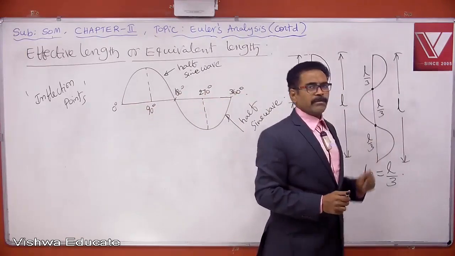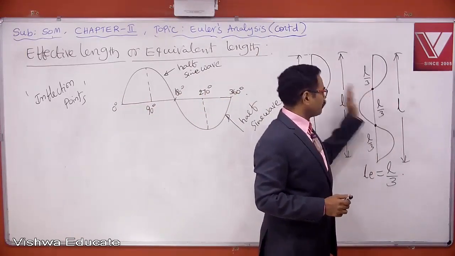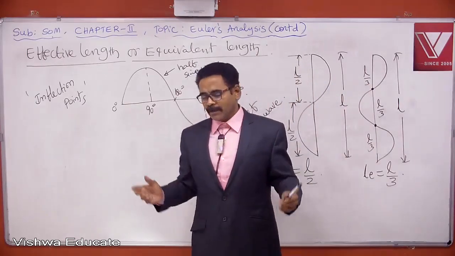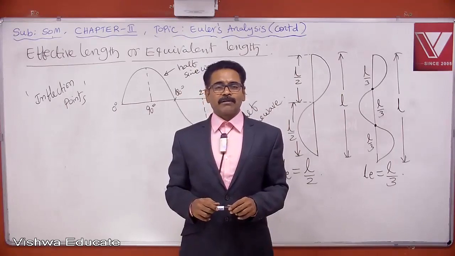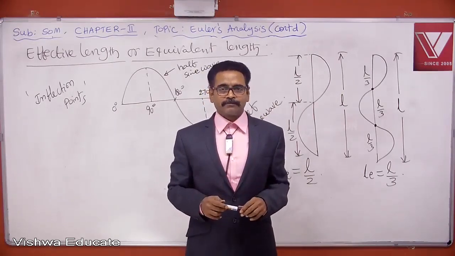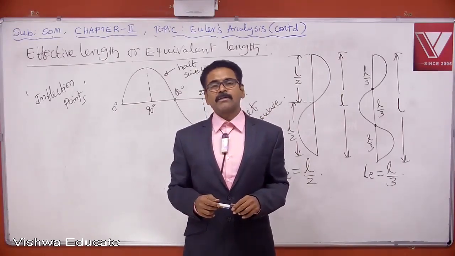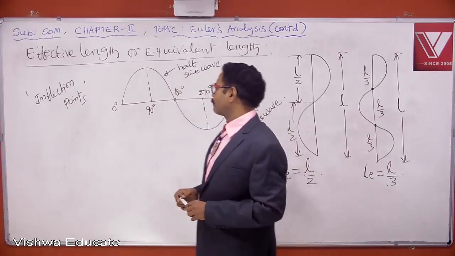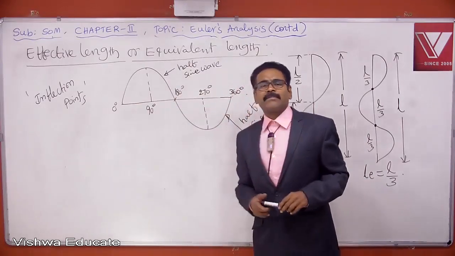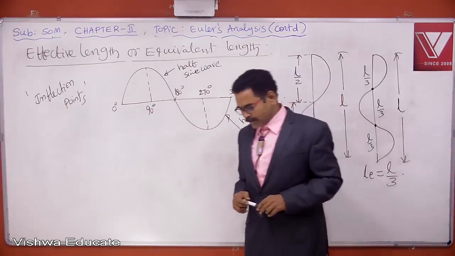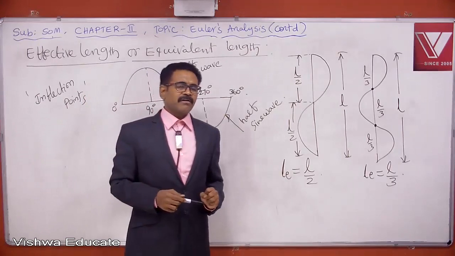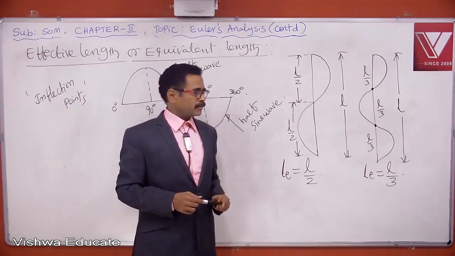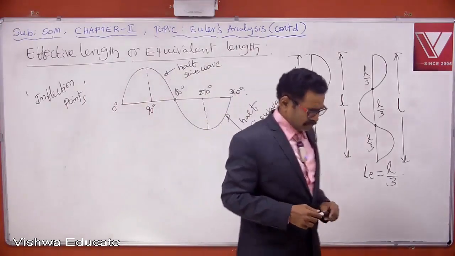Above, rightward bending is there, buckling is there. Below, leftward buckling is there. About inflection points, the column carries two opposite curvatures. Contra means opposite. Inflection also means opposite. So this is effective length, distance between any two consecutive inflection points. One more definition.